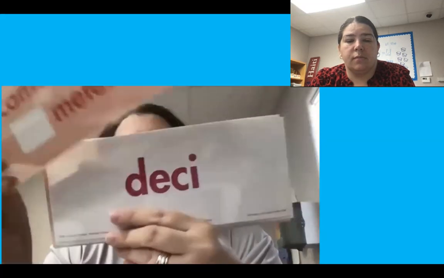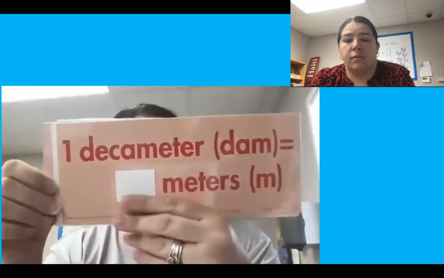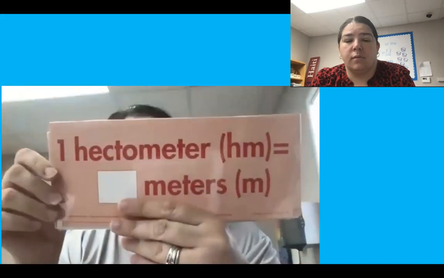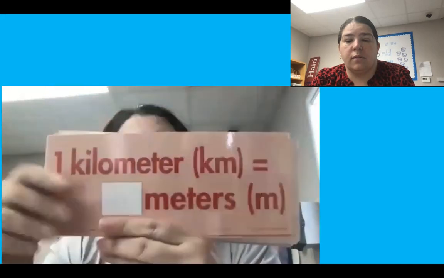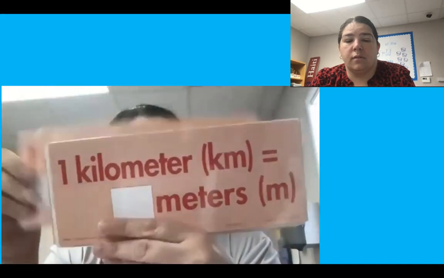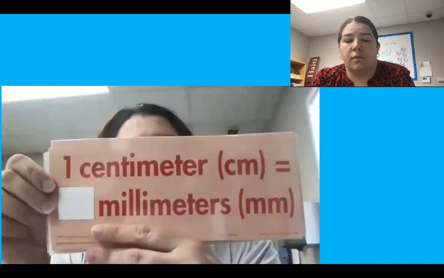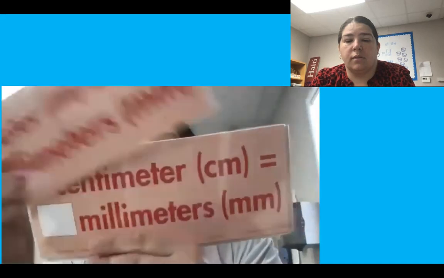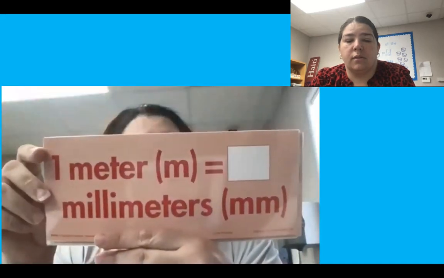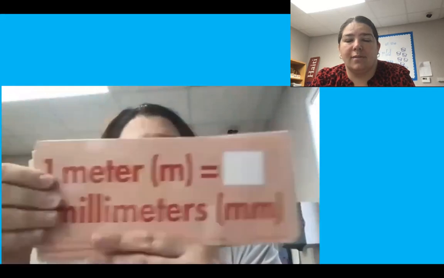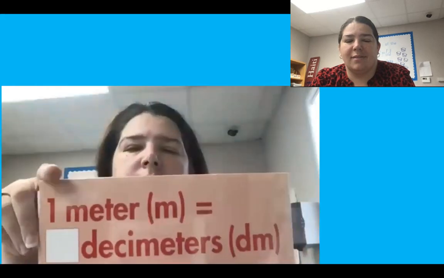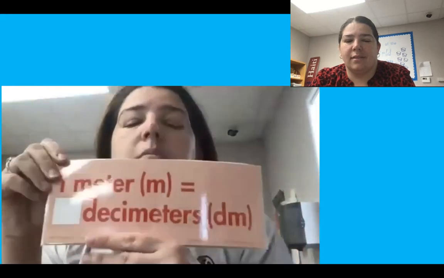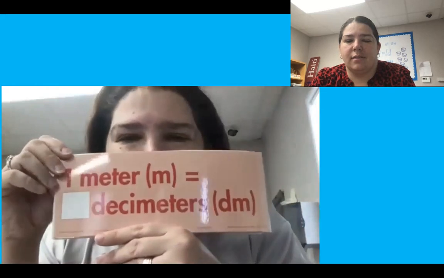Repeat with me. 1 decameter equals 10 meters. 1 hectometer equals 100 meters. 1 kilometer equals 1,000 meters. 1 centimeter equals 10 millimeters. 1 meter equals 1,000 millimeters. Millimeters? Yes. 1 meter equals 10 decameters. Oh, can you see that? Okay, I hope you can see all of those. All right.